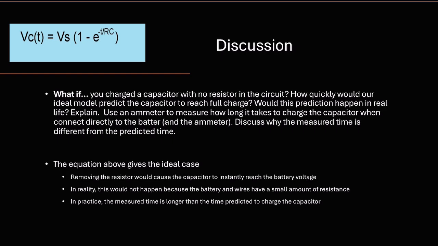Removing the resistor would cause the capacitor to instantly reach the battery voltage. In reality, this would not actually happen because the battery and wires do have a small amount of resistance that is not always negligible. In practice, the measured time is longer than the time predicted to charge the capacitor.